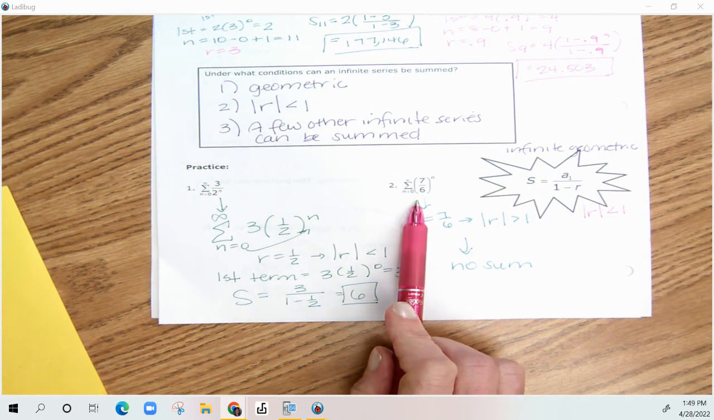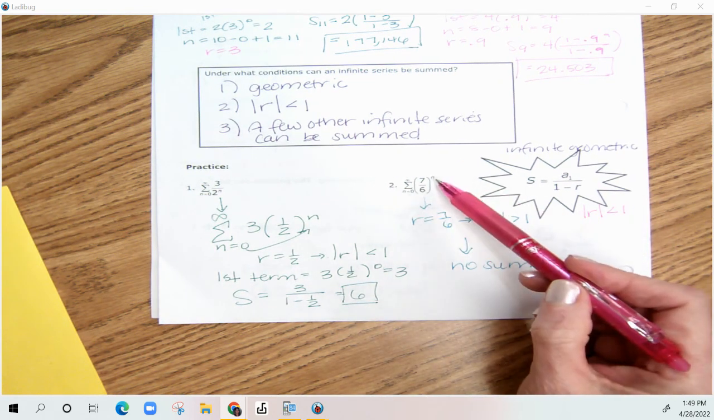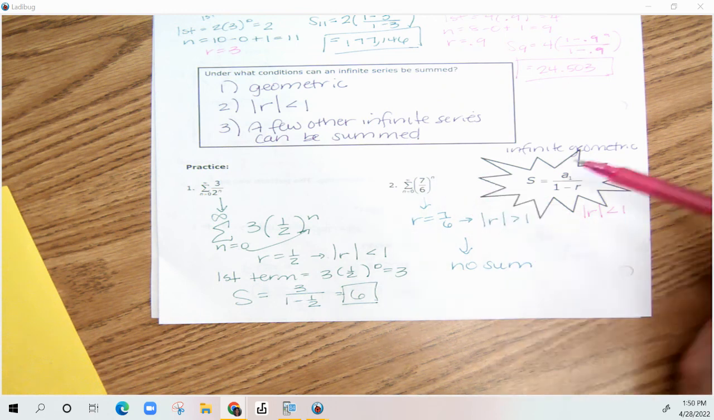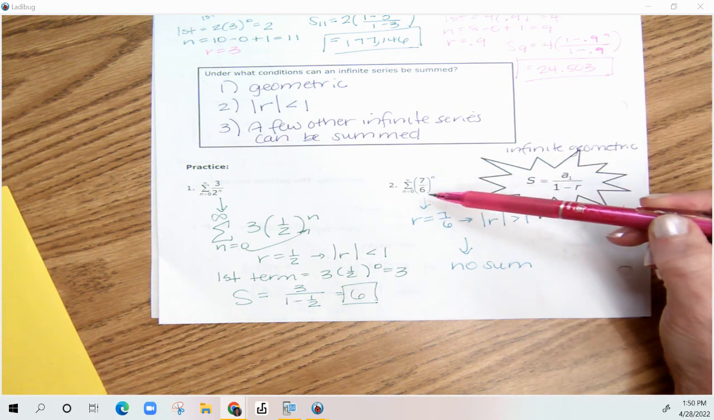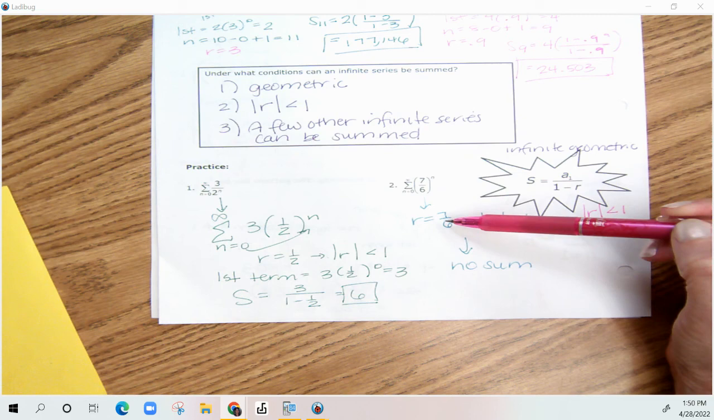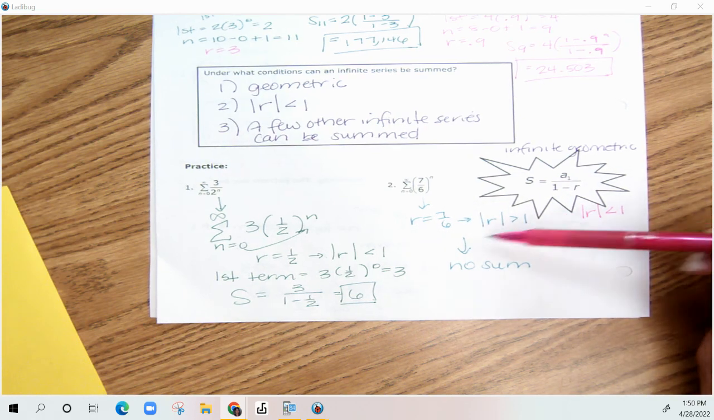Over here, I can get a sub 1 by plugging in the bottom number. It would be 1, and the base to the exponent is 7/6, but the absolute value of 7/6 is greater than 1. That means there's no sum.